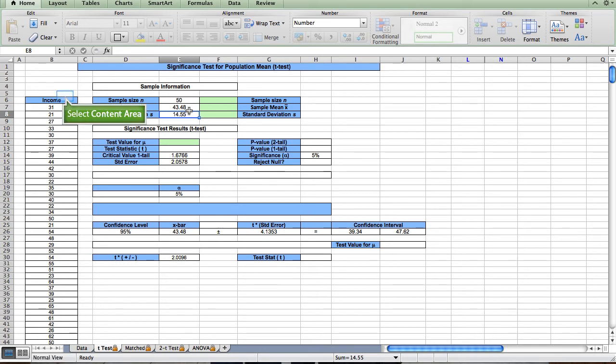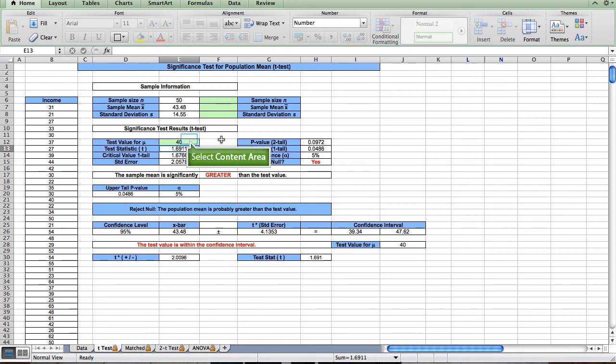Here I'm going to say that I want to know if these incomes give me sufficient evidence to conclude that the population mean income is greater than 40,000. So my null hypothesis would be simply, is the population mean equal to 40,000? So my test value for mu, the population mean, would be 40,000. My alternative hypothesis would be, is mu greater than 40,000?